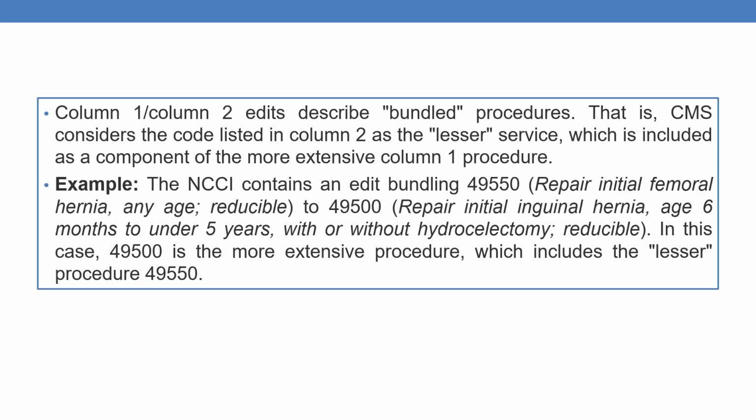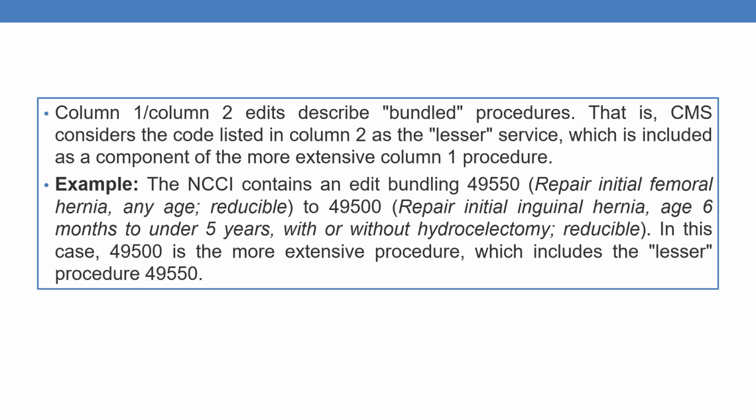49550. 49550 indicates repair initial femoral hernia any age reducible. So 49550 has an edit with 49500. 49500 indicates repair initial inguinal hernia age 6 months to under 5 years with or without hydrocelectomy reducible.